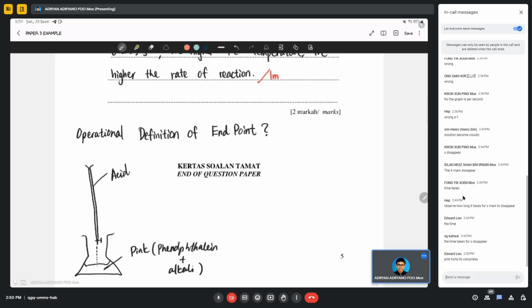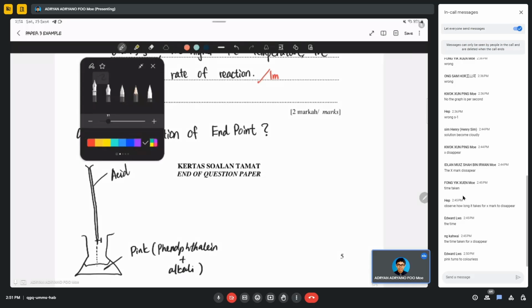So good. Endpoint means the pink color solution changes to colorless. That is what you observe. And then what did you do? The acid is dropped into the alkali solution accurately. So what is the operational definition of endpoint?